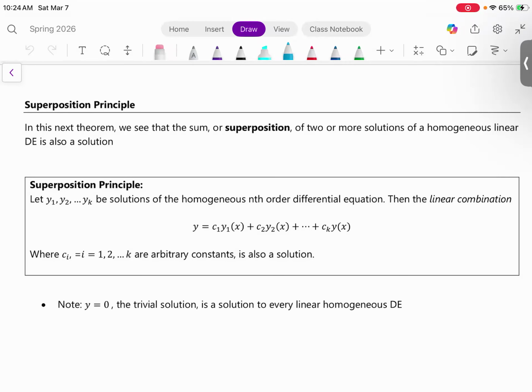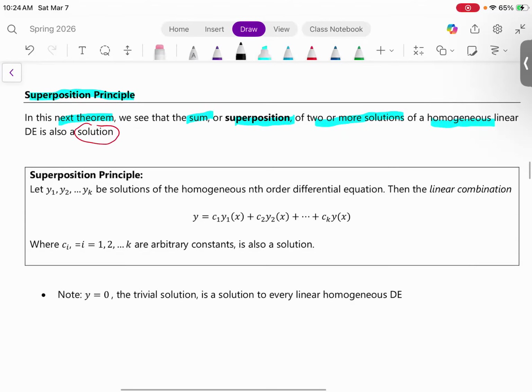In this video, we're going to be talking about the superposition principle and how it helps us define a general solution to a differential equation. The superposition principle is a theorem. It says that the sum, or the mathematical term superposition, of two or more solutions to a homogeneous linear differential equation is also a solution. So, summing up the possible solutions to a homogeneous differential equation. Here's the superposition principle.